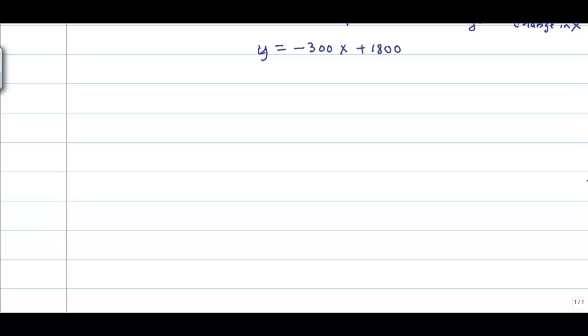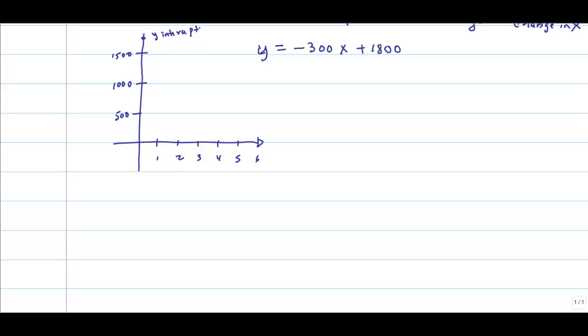And this leads us to one way to graph a linear function, and that is if I have it in slope-intercept form. Graphing something in slope-intercept form, you start by the y-intercept. That is, in this case, the point (0, 1800). And then you move by the slope. In this case, my slope is negative 300. I sometimes like to write that as negative 300 over 1. That means I will go down 300 in y and over 1 in x. And so that's my next point.